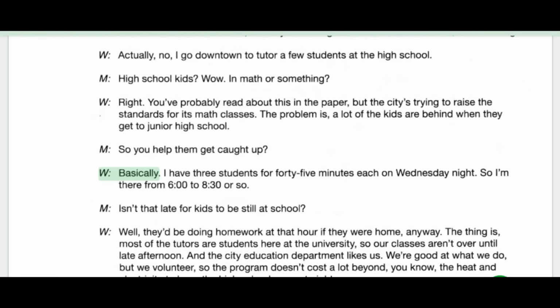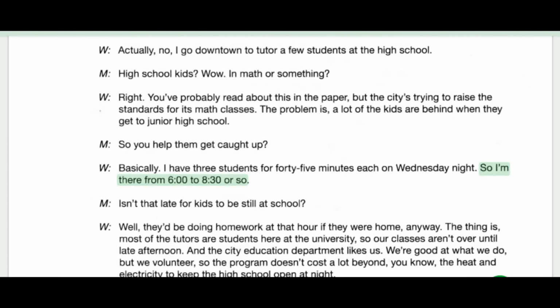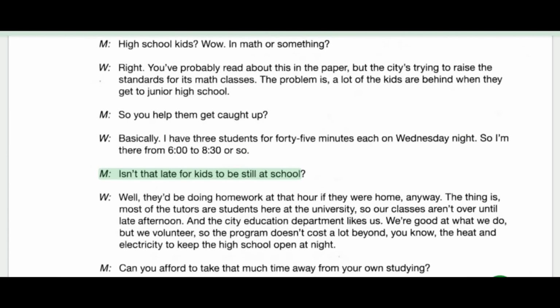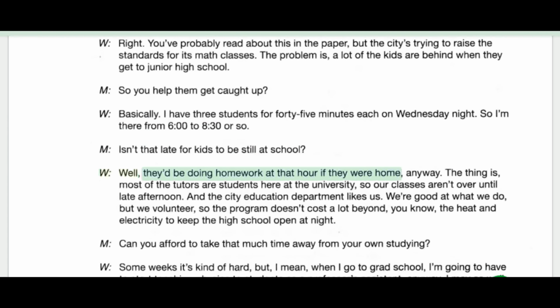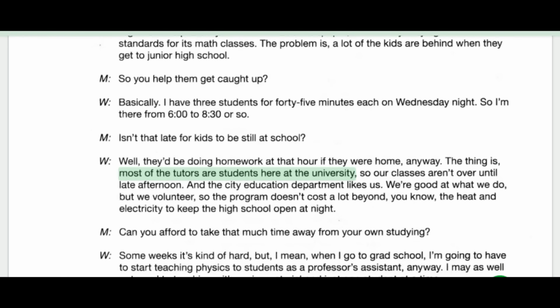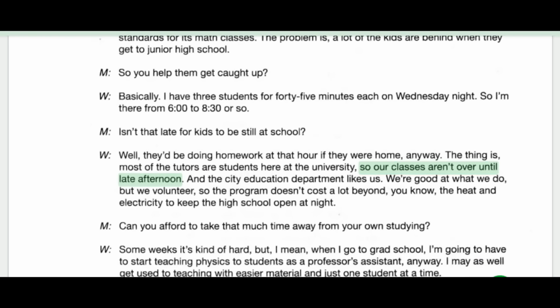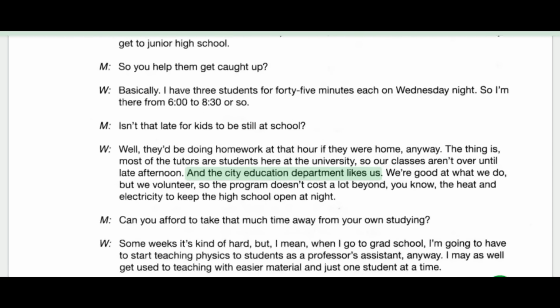W. Basically, I have three students for 45 minutes each on Wednesday night. So I'm there from 6 o'clock to 8:30 or so. M. Isn't that late for kids to be still at school? W. Well, they'd be doing homework at that hour if they were home, anyway. The thing is, most of the tutors are students here at the university, so our classes aren't over until late afternoon. And the city education department likes us.